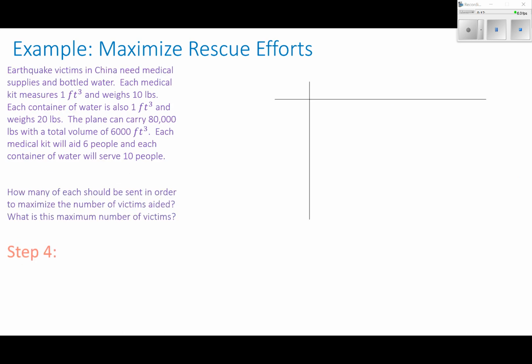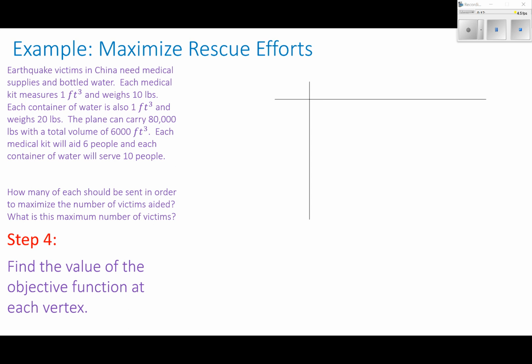Now the next step is to find the value of the objective function at every single vertex point. So again, we had all those points we were working with. So I'm just going to make a quick little t-chart. And then our objective function, remember, was victims served, which is going to be 6x plus 10y. So we have to test every single vertex point in that function.